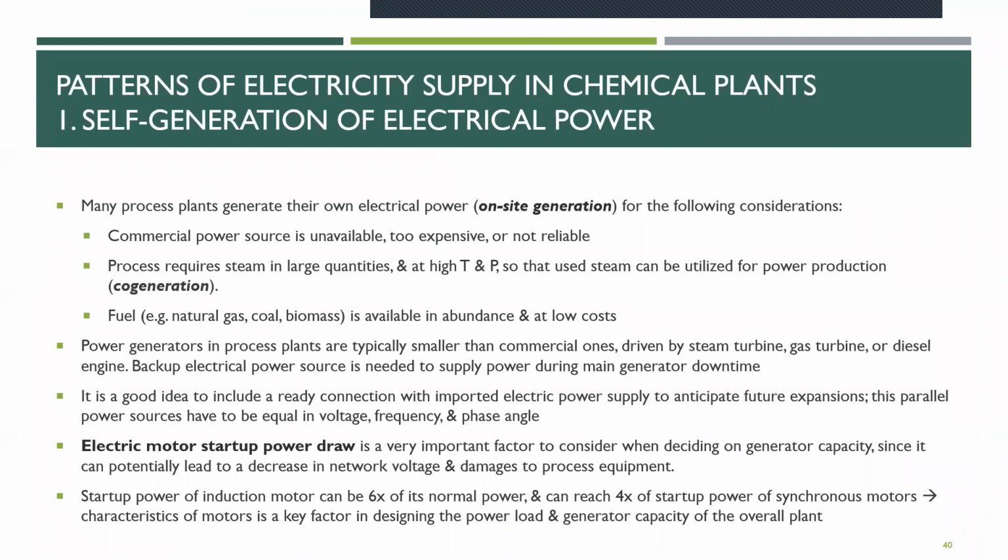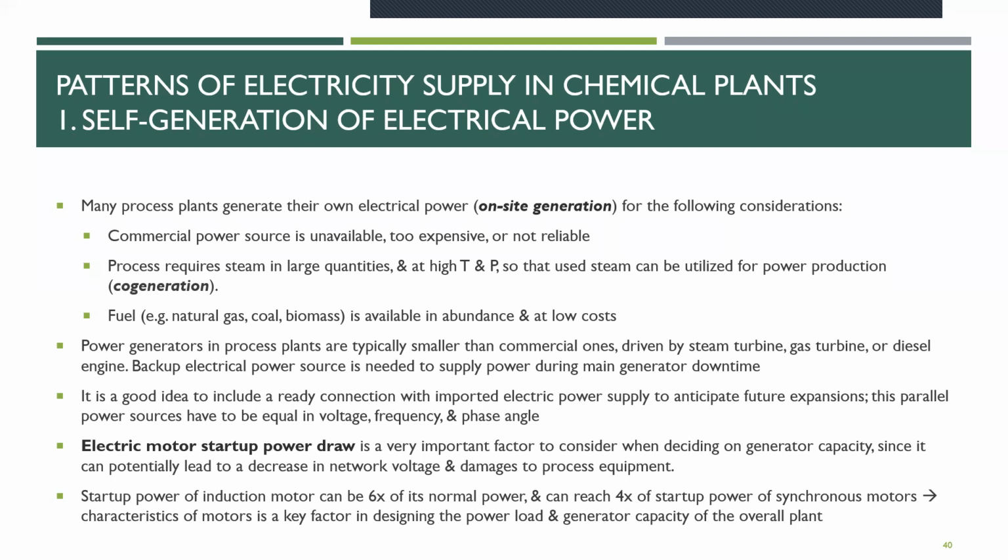Okay, so this is the pattern of the electricity supply in chemical plants. We have many process plants which generate their own electrical power, or what we call on-site generation. And some of the plants also need to import electricity in order to fulfill the electrical power demand needed for operating the chemical processes in industries. So for on-site generation, we need to consider several parameters.